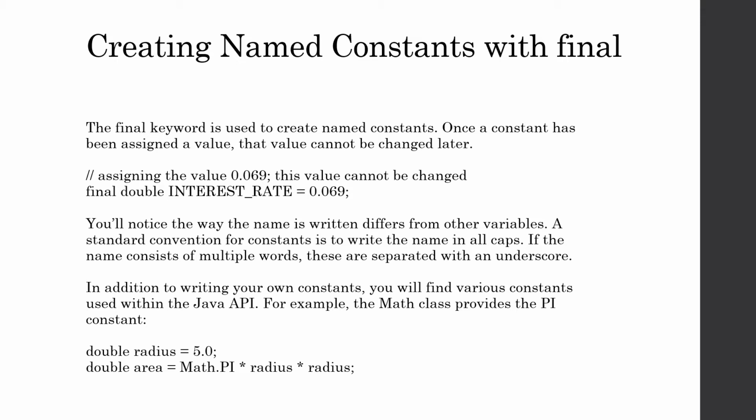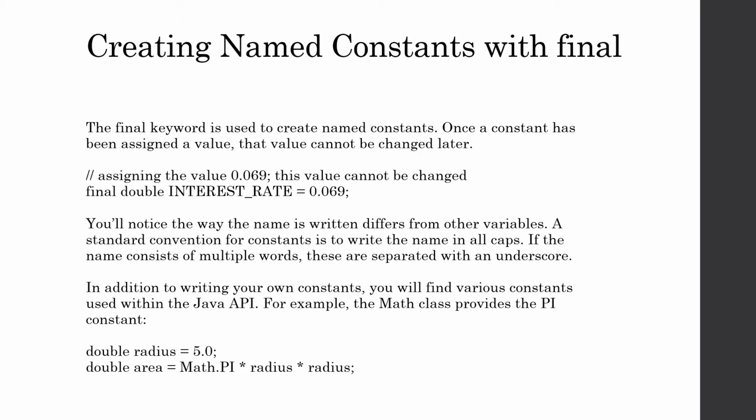So this is to say that these constants are going to remain constant. In this example, we are assigning the value 0.069, and once we've done this assignment, that value cannot be changed later. You'll notice that when we do the declaration for it, it looks very similar to a variable declaration. The one difference is that we are now introducing that final keyword. So in this case, you're going to see final double and then the name for it. So we still see a data type, double. We then see a name.